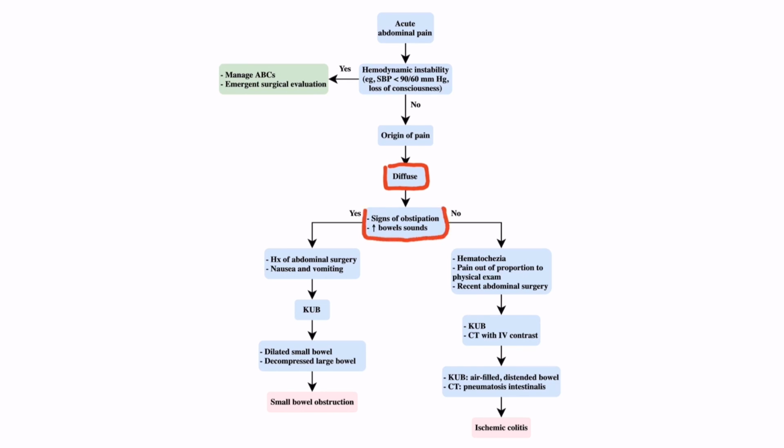Signs of obstipation and increased bowel sounds with a history of abdominal surgery can be further evaluated with a kidney, urinary, and bladder X-ray, or KUB. A dilated small bowel with decompressed large bowel confirms the diagnosis of small bowel obstruction.